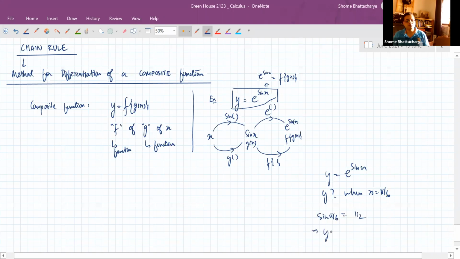So therefore y is equal to how much? e raised to the power sin x. So that will become e raised to the power sin pi by 2... sin pi by 6, sorry. So that will become e raised to the power half. That means it is square root of e.